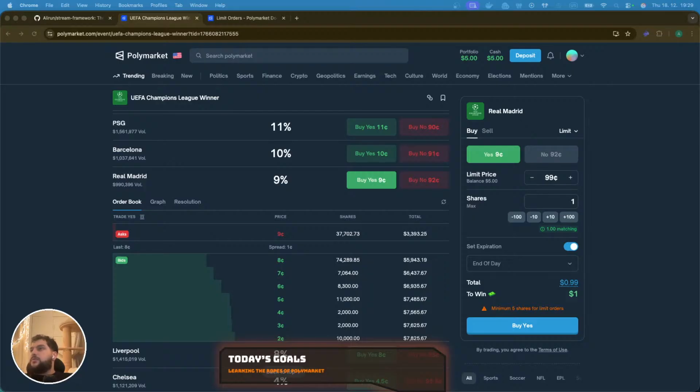Got a lot of spam on chat. Let me ban it. Okay, I think we banned everything.